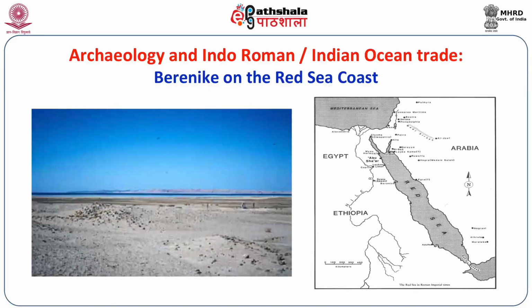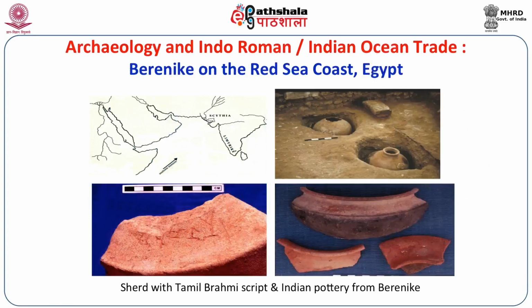What you see in this map is the image of Berenike on the Red Sea coast of Egypt. This is an important site for connections with India in the early historic period. At this site, they have found pottery with a Tamil Brahmi inscription. They also found a pot with 7.5 kilos of pepper, clearly suggesting connections with the Malabar coast. They have also found this pottery.